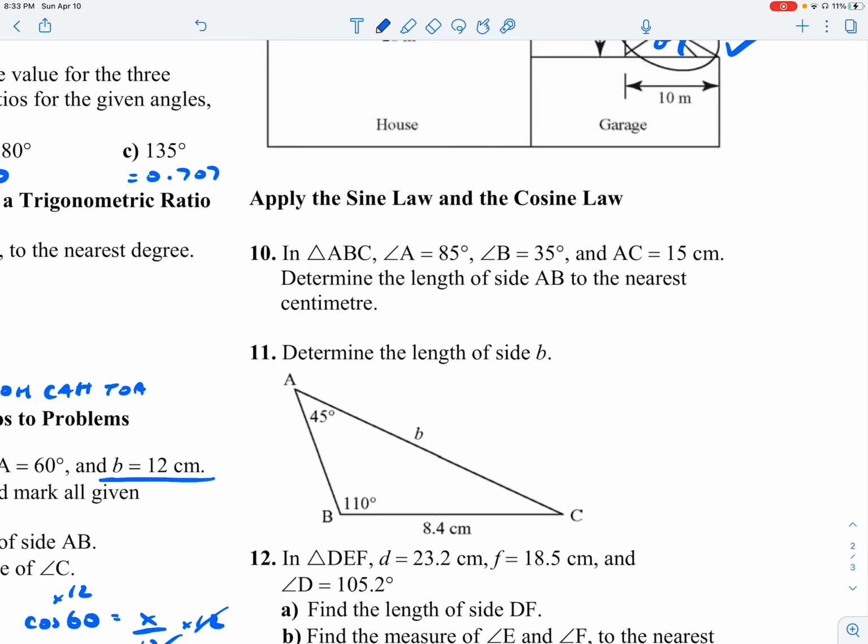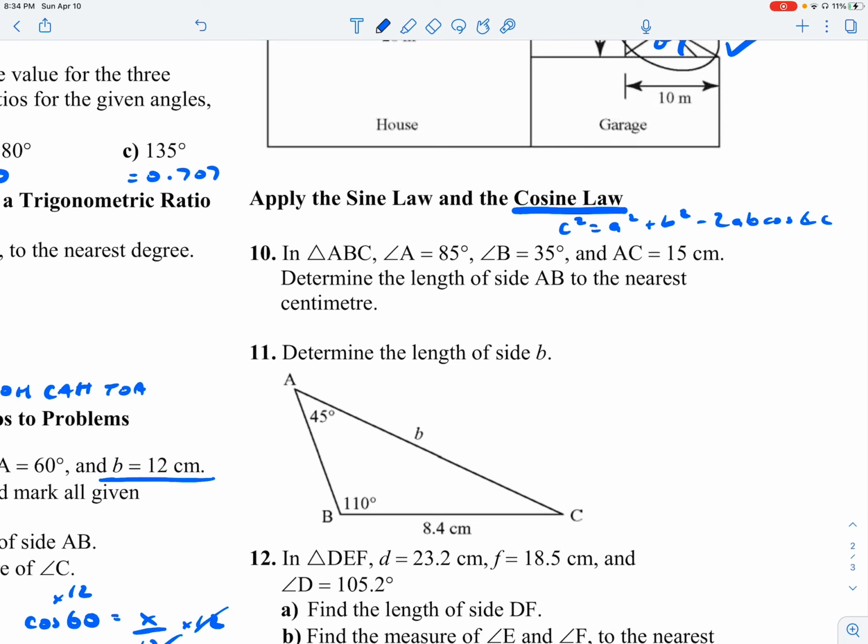So we'll write this out in blue. So the cosine law is, we can write it this way. We'll say c squared equals a squared plus b squared minus 2 times a times b times cos of the angle in between, which would be angle C.